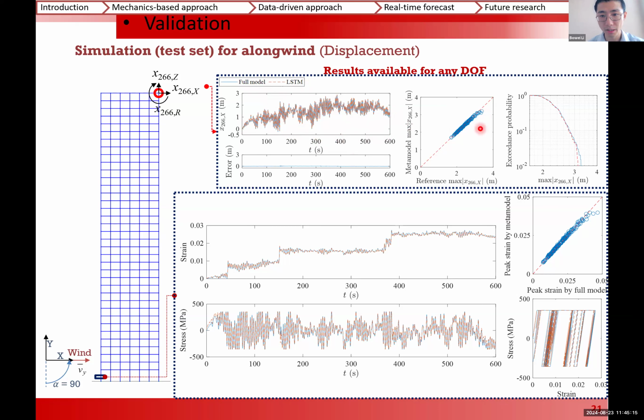And here is a comparison for the peak values of 200 samples in the testing set by the direct integration and the meta model that we have. As we can see, the high accuracy holds for the entire testing set. So it is not surprising that the exceedance probability curve based on the peak values that we have is accurate. Below here is a comparison for the local hysteretic curves.